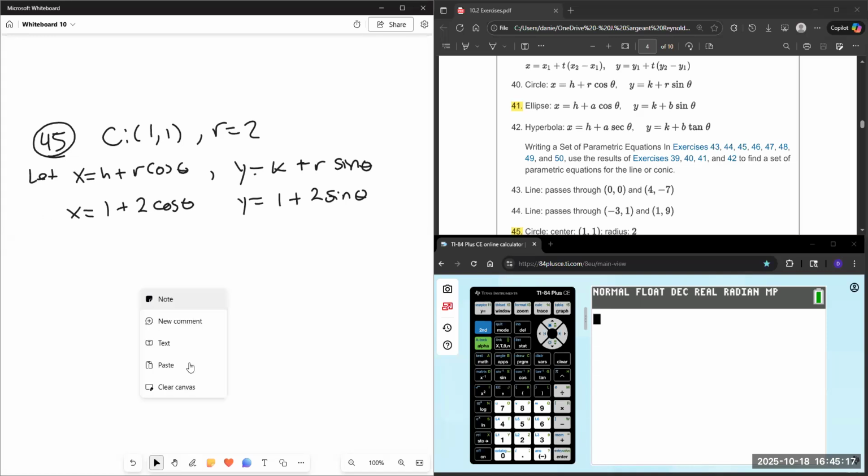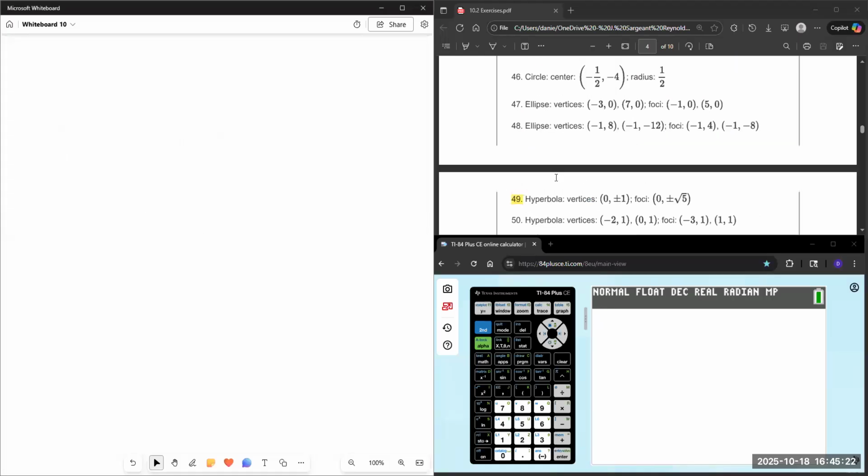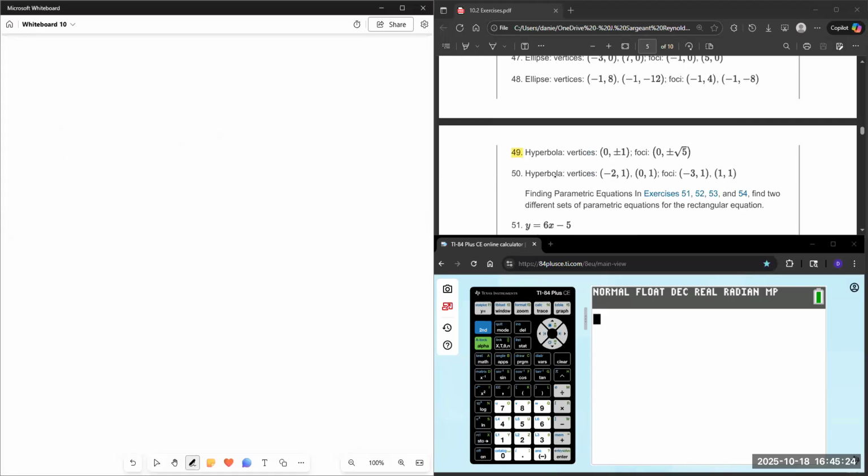Now we're going to look at number 49 and show you that you need to make a slight adjustment to the form that was given to us for the hyperbola above. So vertices at 0 plus or minus 1, and foci at 0 plus or minus root 5.